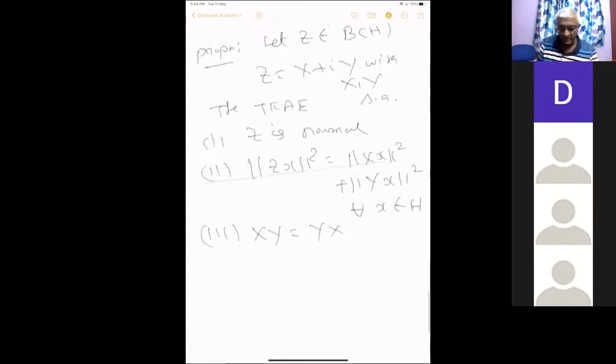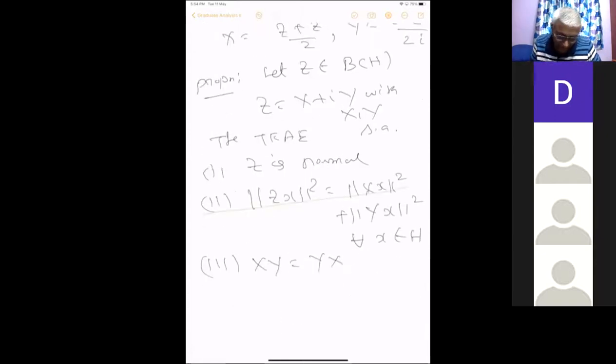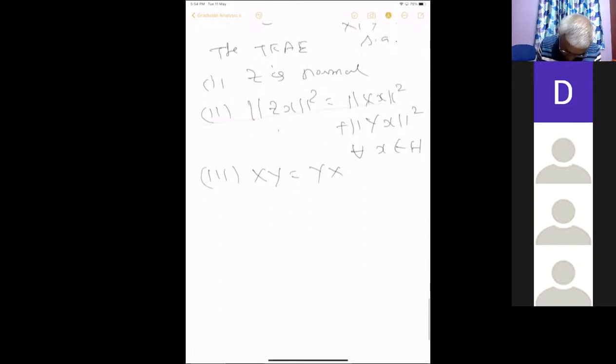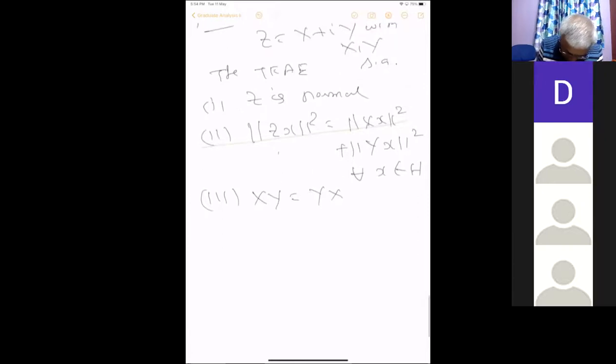This is the decomposition of Z into two self-adjoint elements. It is like if you have any complex number, then you can write it as alpha plus i beta. So it's like that. Okay. Proof.